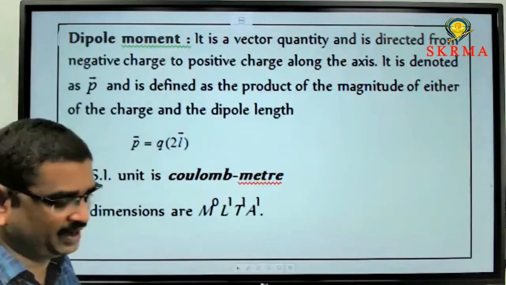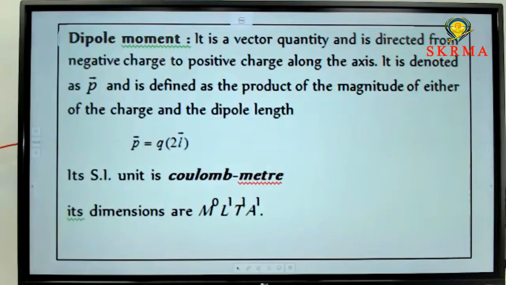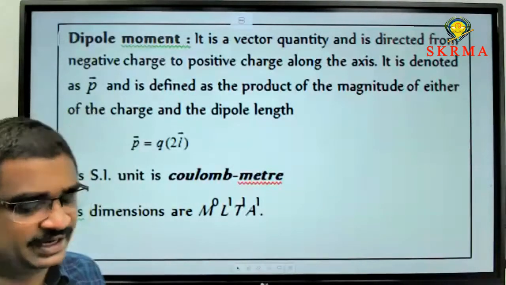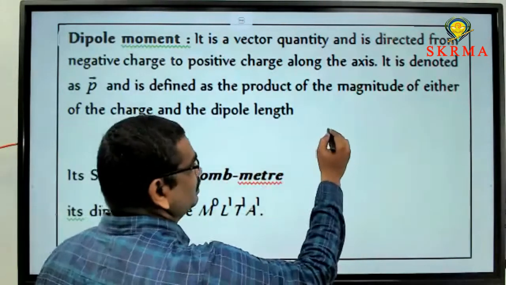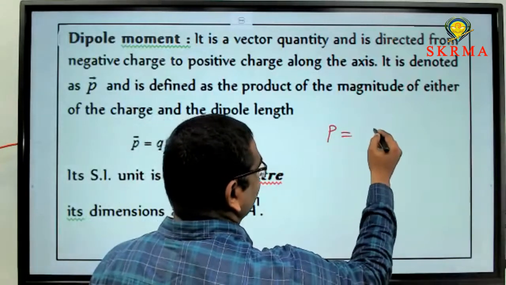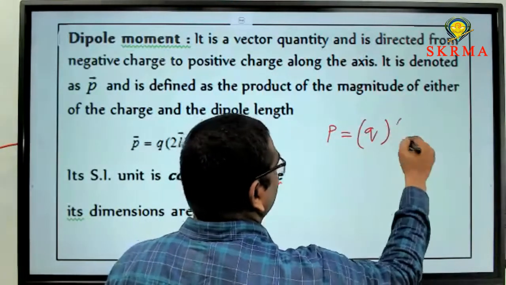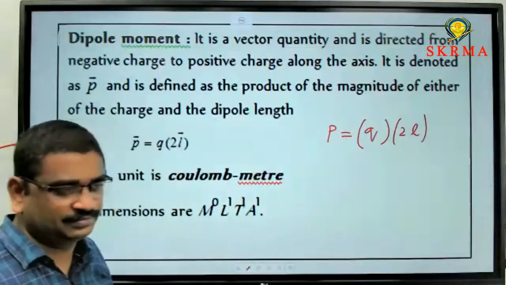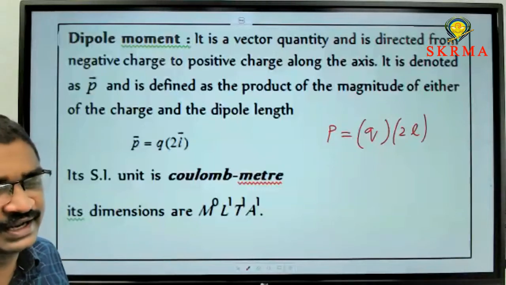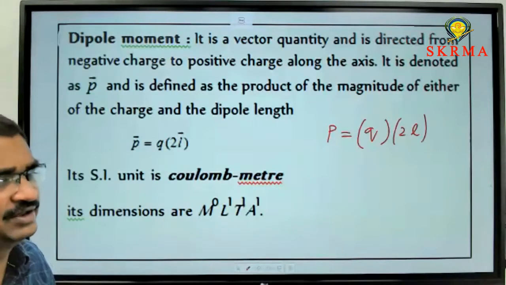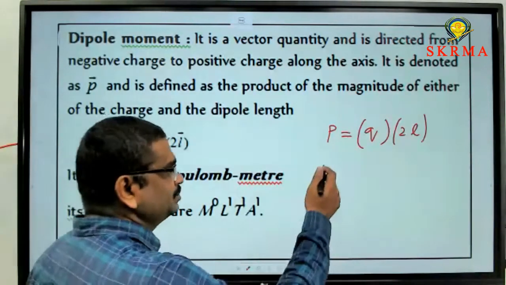Next, dipole moment. What is meant by dipole moment? Dipole moment is denoted by the small letter p. Dipole moment is the product of the magnitude of charge and the distance between the charges. That is denoted by p.